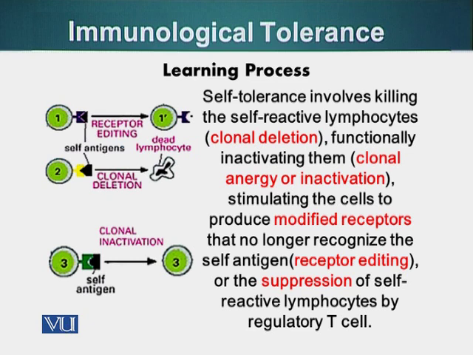B cells, our lymphocytes, get one chance and one chance only to modify the receptor, or the ability to make a particular type of antibody.